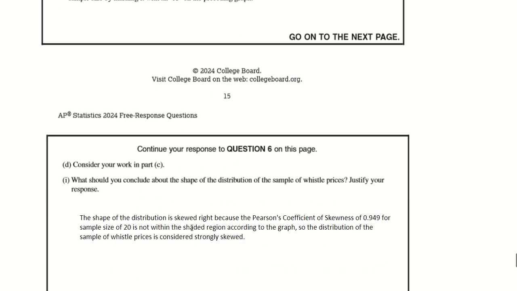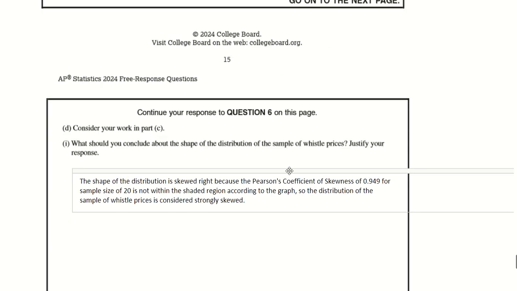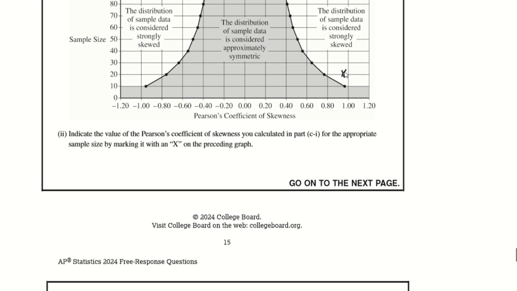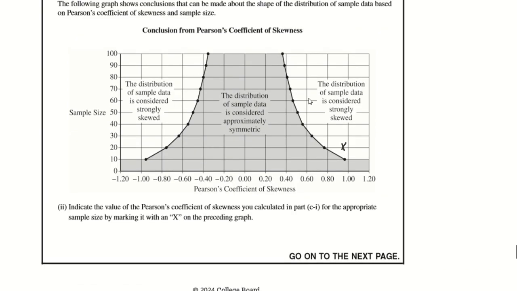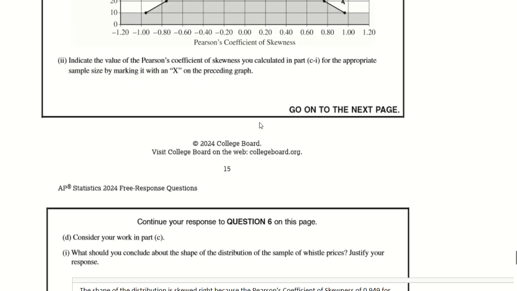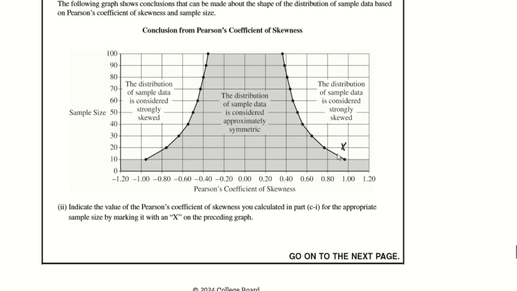And looking at this graph, we can conclude that the shape of the distribution is skewed right because the Pearson's coefficient of skewness of 0.949 for a sample size of 20, which we have marked as an x here, is not within the shaded region. So clearly you can see that it's not within this shaded region according to the graph. So the distribution of the sample of whistle prices is considered strongly skewed. And you can see that in the region that is not shaded, it says the distribution of sample data is considered strongly skewed.